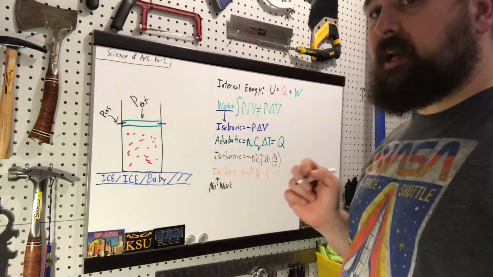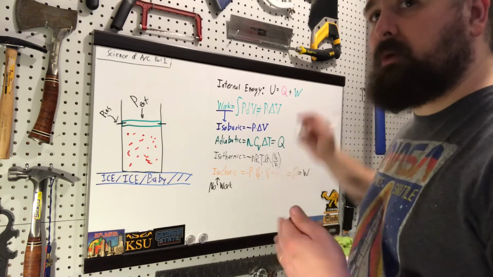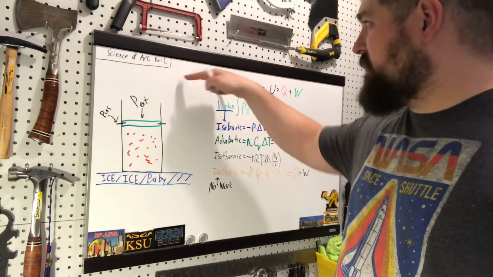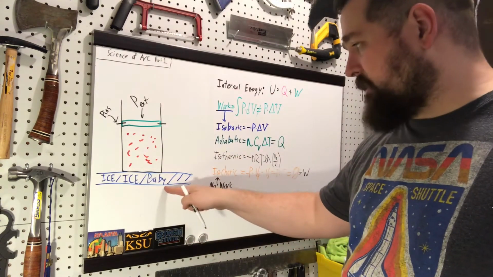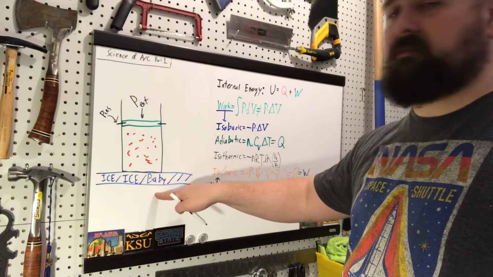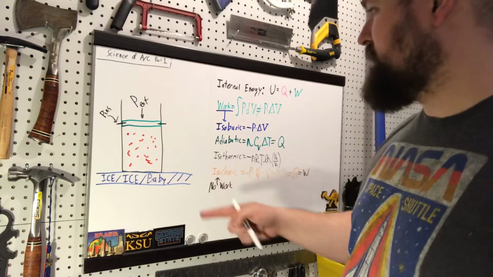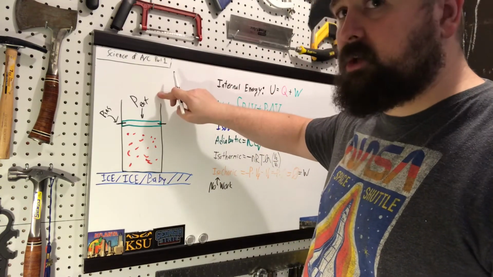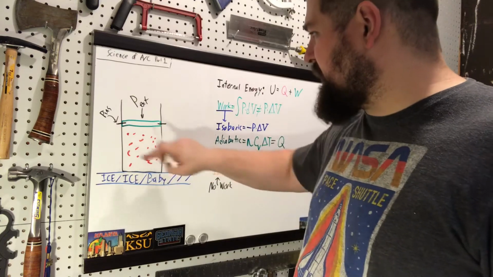So the only way you can do this, and when I say work is 0, I mean work by the system. This can't do anything. This can. This can. This infinite reservoir of cold ice can do work. The pressure of the exterior can do work. It's just this can't do work.